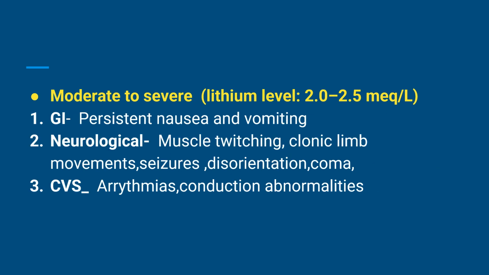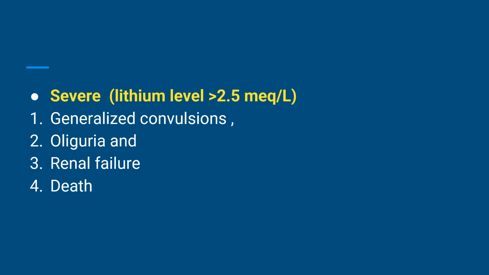When moving on to moderate to severe, that is lithium level 2 to 2.5 milliequivalent per liter, you can have persistent nausea and vomiting, whereas neurological side effects like muscle twitching, clonic movement of the limbs, seizure, disorientation, coma can occur. Arrhythmias and conduction abnormalities are also seen. That is why a baseline ECG is always advised when we start lithium. And in severe cases, wherein it is more than 2.5 milliequivalent, generalized convulsion, oliguria, renal failure, coma, and death ultimately.